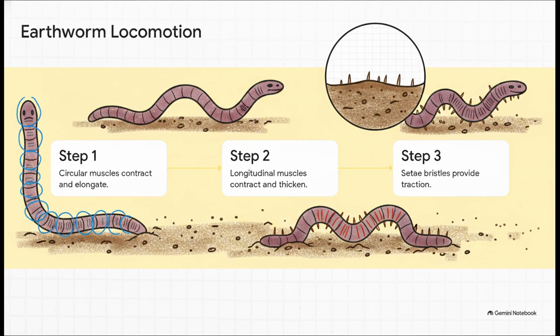Step 1, the outer circular muscles squeeze and contract, which causes the segment to become thinner and longer. Step 2, the inner longitudinal muscles contract, pulling the segment back so it becomes thicker and shorter. And finally, step 3, these tiny hair-like bristles called setae push out to grip the dirt. By repeating this process over and over, the worm literally pulls itself forward in these powerful wave-like pulses.